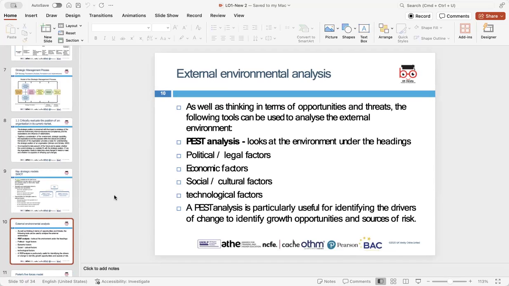Then, external environmental analysis, or PEST analysis overview. PEST analysis is a tool used to examine the external environment under several categories. This framework helps identify potential opportunities and risks by focusing on political and legal factors, economic factors, social factors, and technological factors. PEST analysis is particularly useful for understanding the drivers of change and identifying growth opportunities and risks.